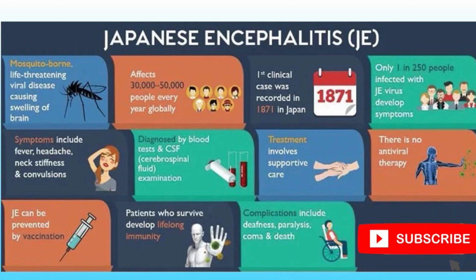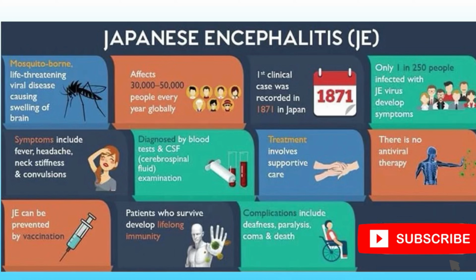Mosquito-borne, life-threatening viral disease causing swelling of the brain. Affects 30,000 to 50,000 people every year globally. First clinical case was recorded in 1871 in Japan. Only 1 in 250 people infected with JE virus develop symptoms. Symptoms include fever, headache, neck stiffness, and convulsions, diagnosed by blood tests and CSF examination. Treatment involves supportive care. There is no antiviral therapy.